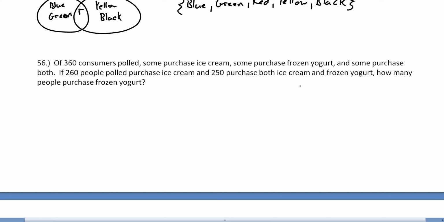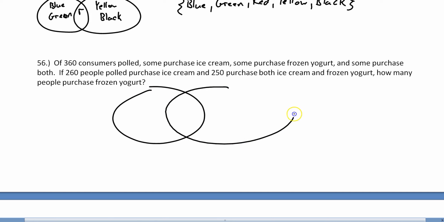But if we look at the next one, it says 360 consumers polled. Some purchase ice cream, some purchase frozen yogurt, and some purchase both. If 260 people polled purchase ice cream and 250 purchase both ice cream and frozen yogurt, how many people purchase frozen yogurt? And so again, I'm sorry, it doesn't say just frozen yogurt, it says frozen yogurt in general, so this will include the overlap as well. And so the way to do this is to set up a Venn diagram.